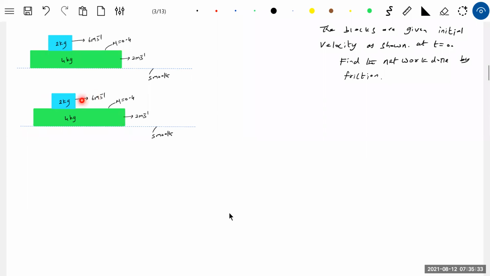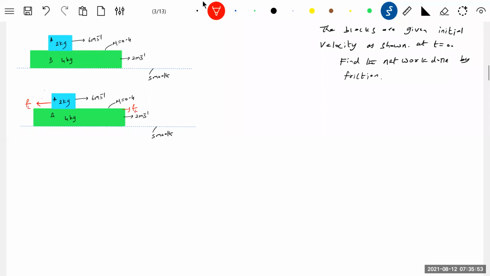I'll call the blocks A and B. Velocity of block A is greater than velocity of block B. So definitely the relative velocity VAB will be towards right. Since we know this, I am giving the direction of friction like this. It's a kinetic friction.